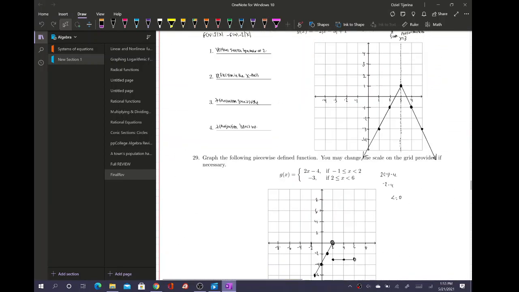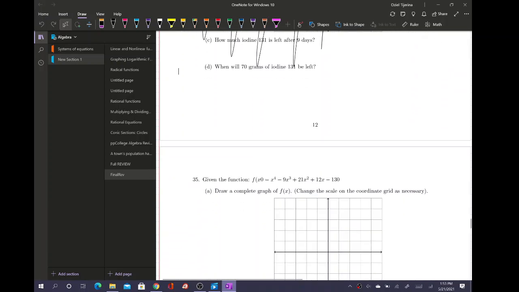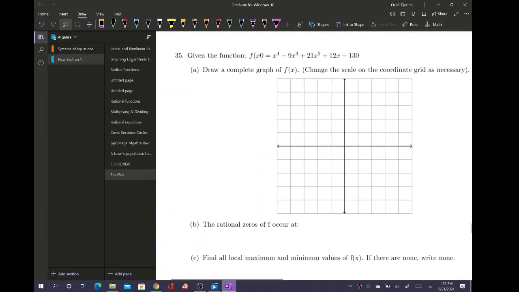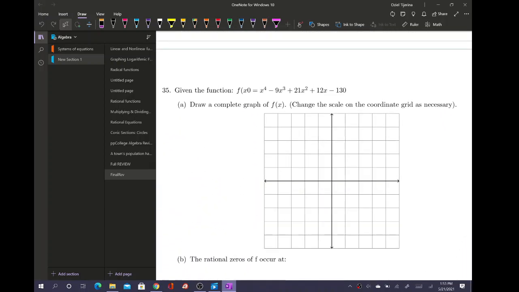I believe it says calculator allowed. Yes, calculator allowed. So if we graph it, x to the 4th minus 9x cubed plus 21x squared plus 12x minus 130.